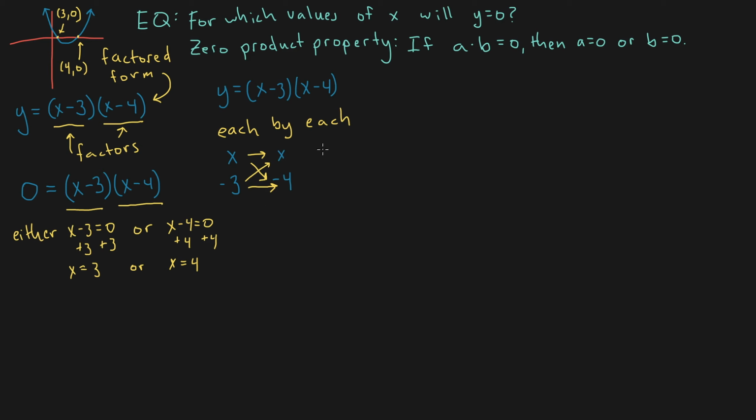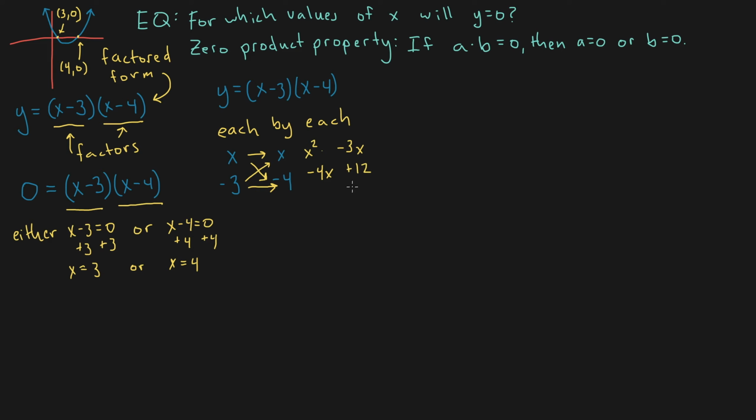X times x is going to be x squared. And then x times -4 is going to be -4x. Maybe I'll do this in columns first. I don't know why all my 4s look like 9s. I have -4x, that's just x times -4. And now I'm going to look at my -3 down here. -3 times x is going to be -3x. And then -3 times -4 is going to be +12.